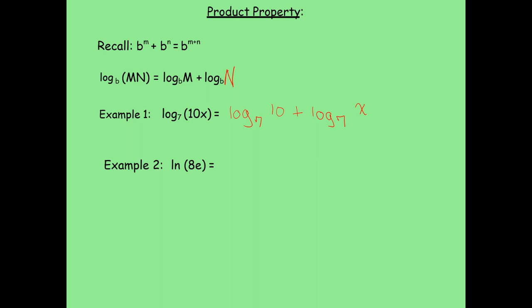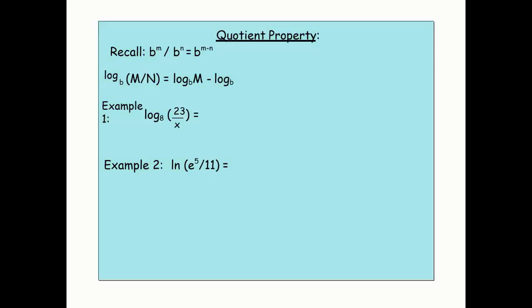The same is true for natural log. So here we have natural log. We know for natural log our base is e, right? And we have 8 times e. So we're going to separate this. We're going to expand, as they say. Natural log of 8 plus natural log of e. But now we need to simplify. Natural log of e, we know from our reciprocal properties is, this is where you would all yell out, 1. And then that would be your answer.